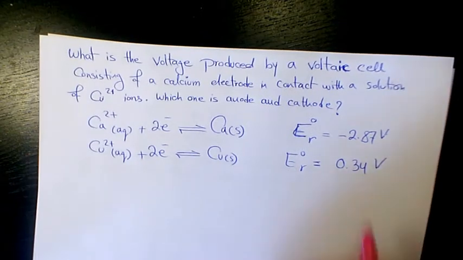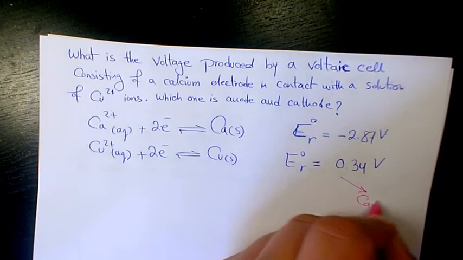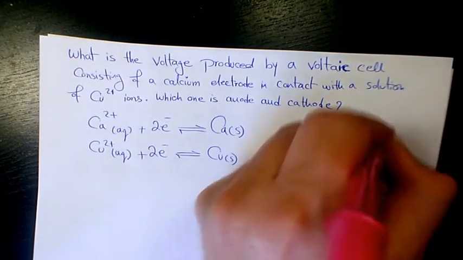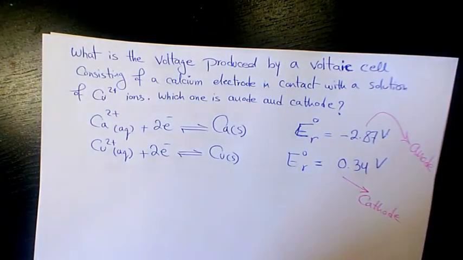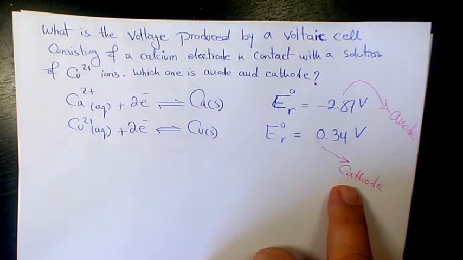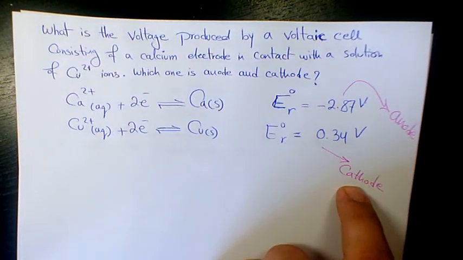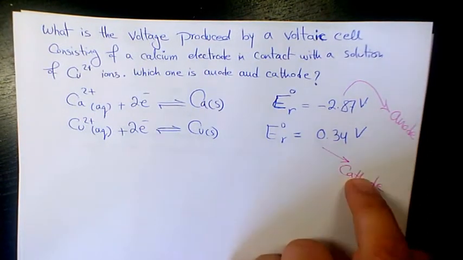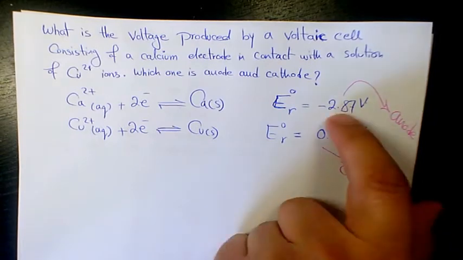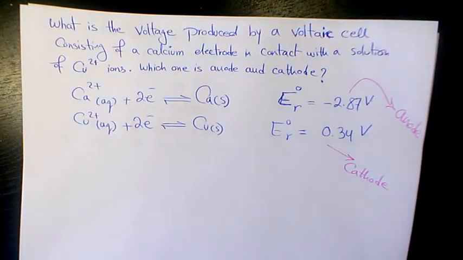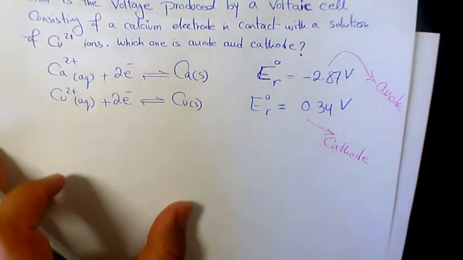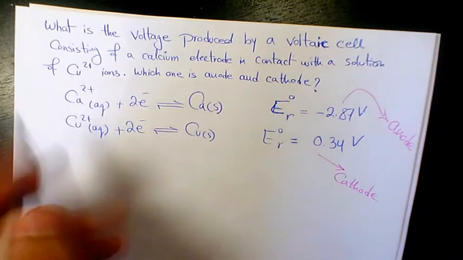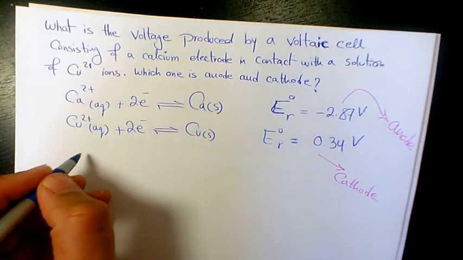So the one that has greater number is cathode, and the other one is going to be anode. Cathode is the electrode that reduction happens, so it has stronger oxidizing agent, and in anode oxidation happens. So this one is going to oxidize calcium. So let's find out the cell potential.